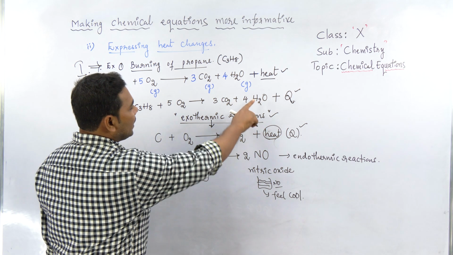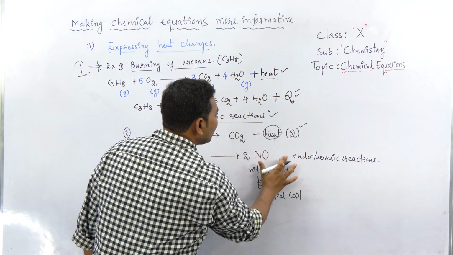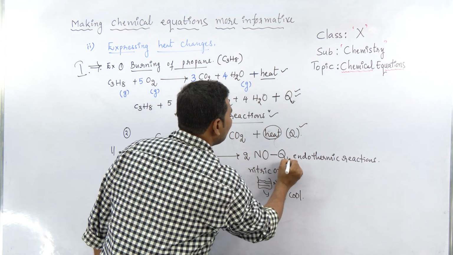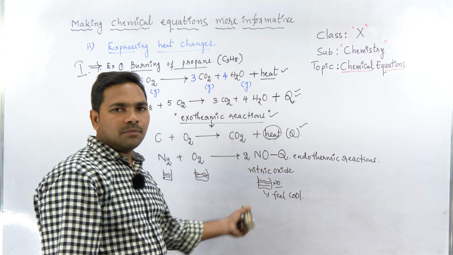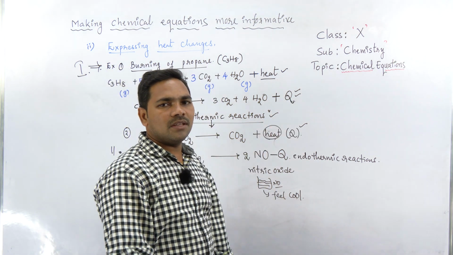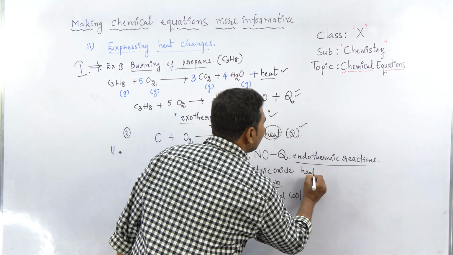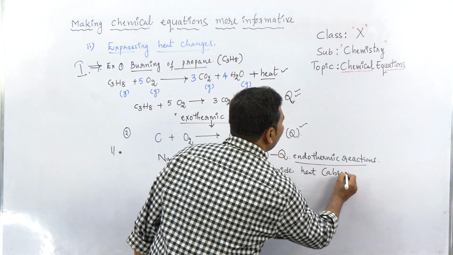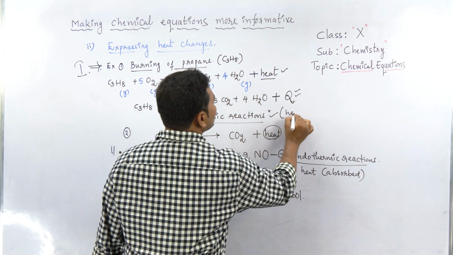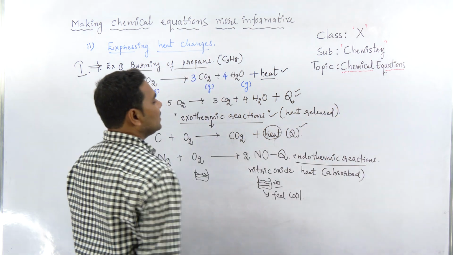Simply, in an exothermic reaction, we have written plus Q like this, and for endothermic reactions, we simply write minus Q on the product side. If minus Q is written on the product side, that is an endothermic reaction. If plus Q is written on the product side, that is an exothermic reaction. In endothermic reactions, heat energy is absorbed, whereas in exothermic reactions, heat is released, given out.